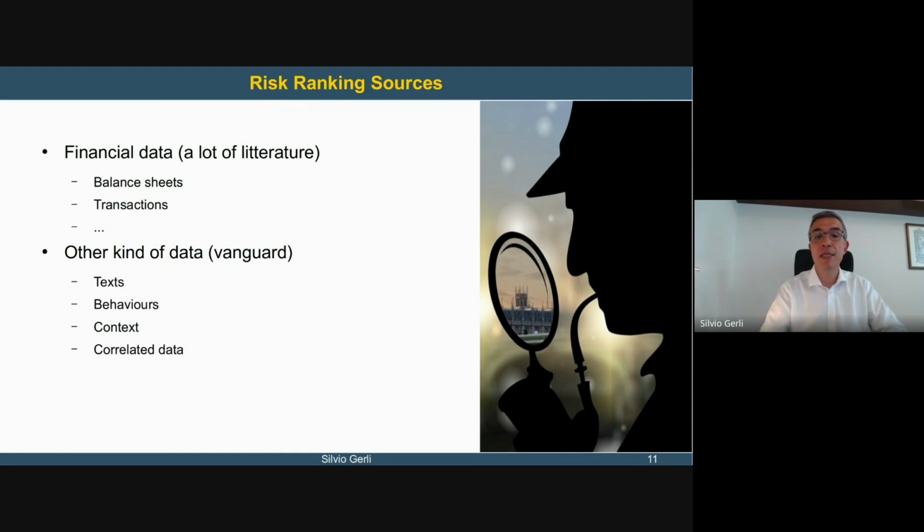This is the point. So there are two possibilities. We can use our knowledge to create an algorithm, knowing that, for instance, a particular piece of information, let's say in financial, if there is a particular transaction, could be the sign of fraud.